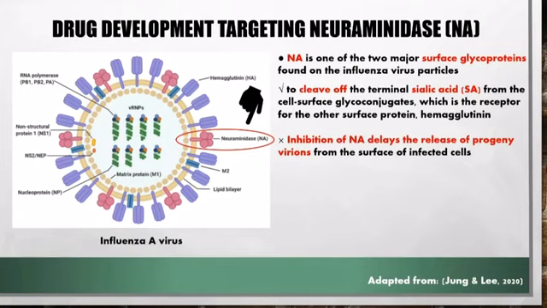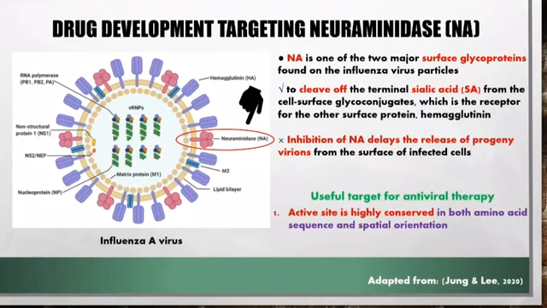It is known that inhibition of neuraminidase can effectively delay the release of progeny virions from the surface of infected cells. Therefore, there is drug development targeting the neuraminidase protein, as it is proven to be a useful target for antiviral therapy because its active site is highly conserved in both amino acid sequence and spatial orientation, as well as being prominently located on the surface of the virion, so it will be easier to target by neuraminidase inhibitors.